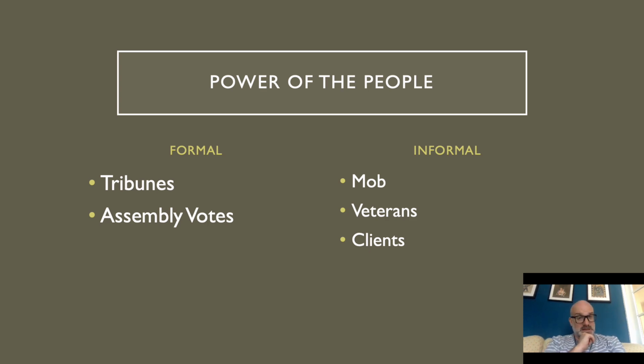Now, if we're going down our informal route again, we need to think about informal political power, and we can have a debate as to whether this is political power or not, but let's think about it. So we've got our mob, something that will emerge later on in the course, perhaps with a bit more clarity. What happens if the Senate do something that people really don't like? They go into revolt, and later on we shall see they burn down the Senate House.